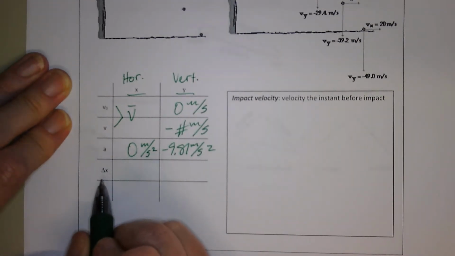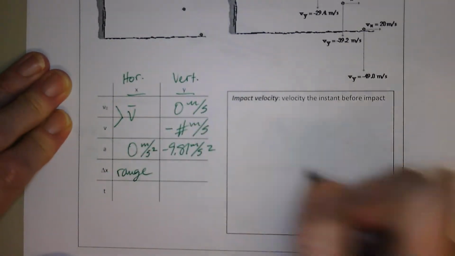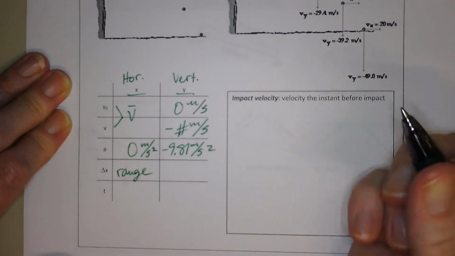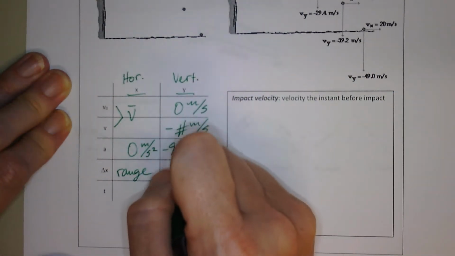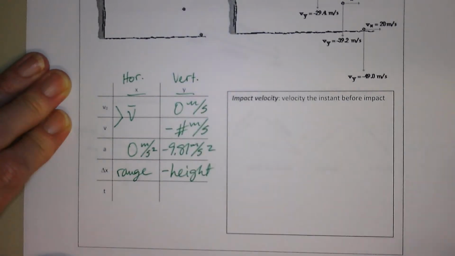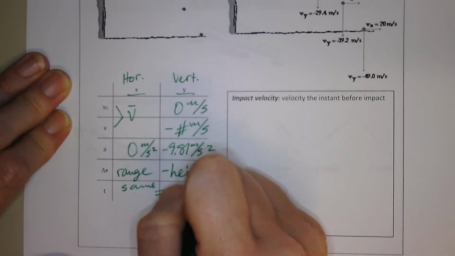Your delta X, your change in displacement, for the horizontal we call that the range. And for the vertical, we call that the height. But because it's going down, it's negative of the height. And they will fall for the same time.